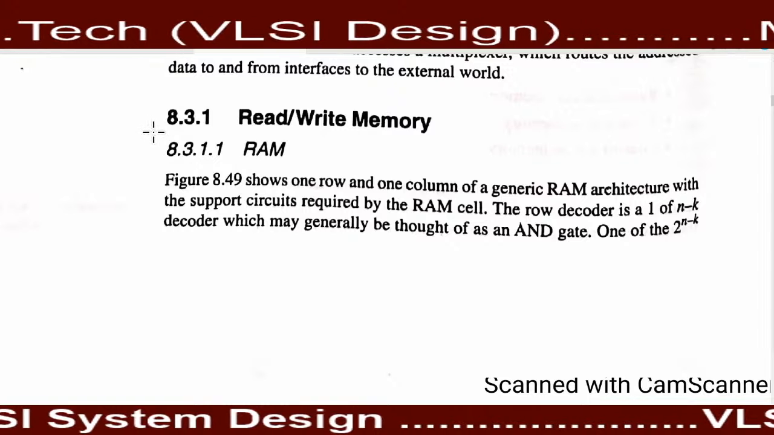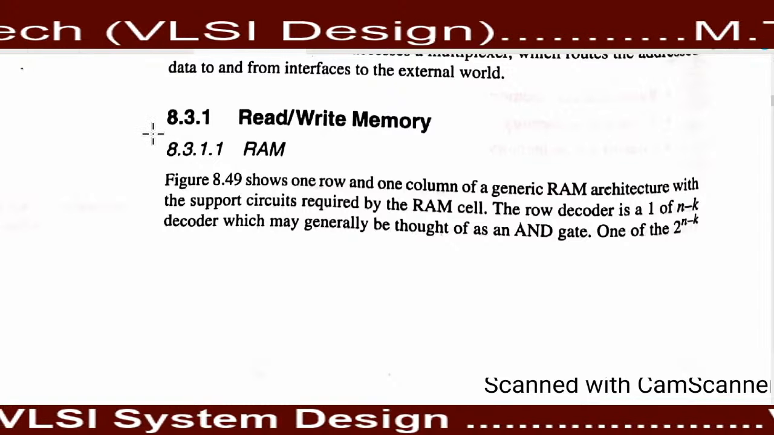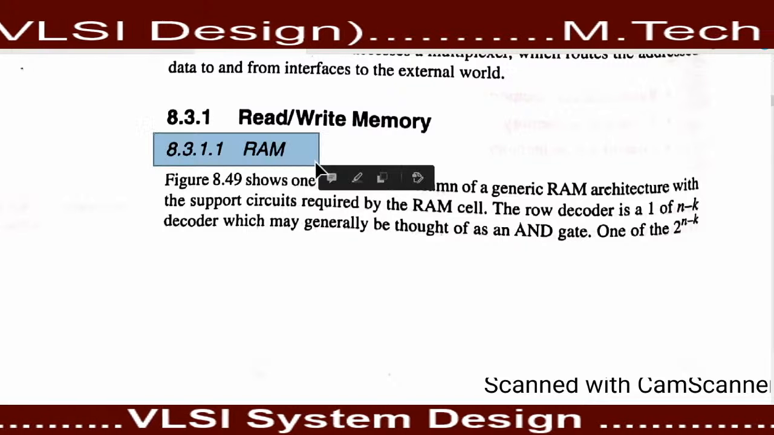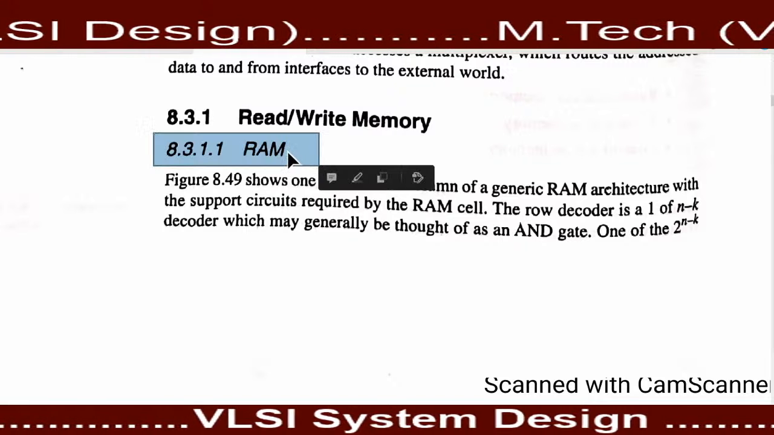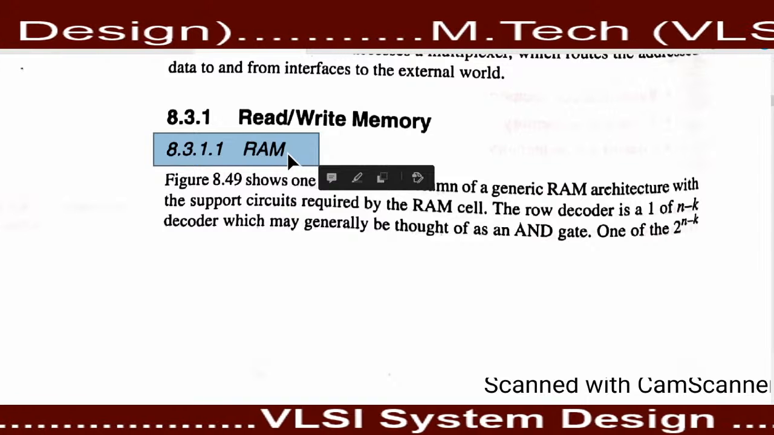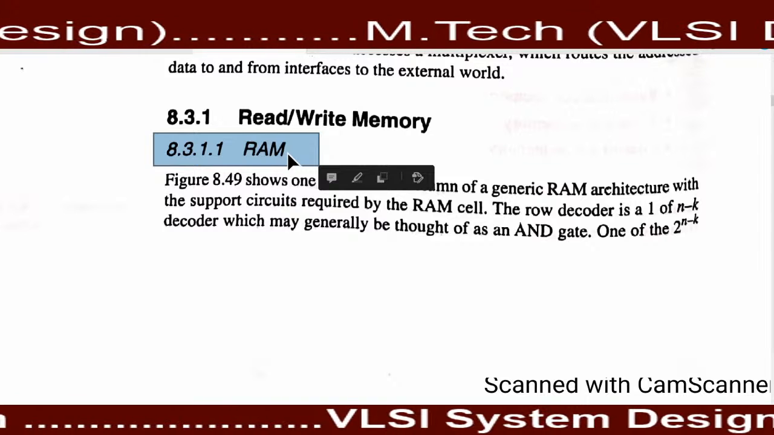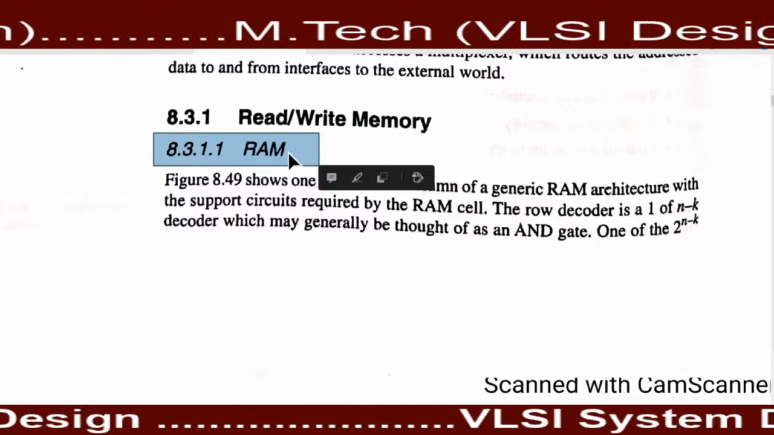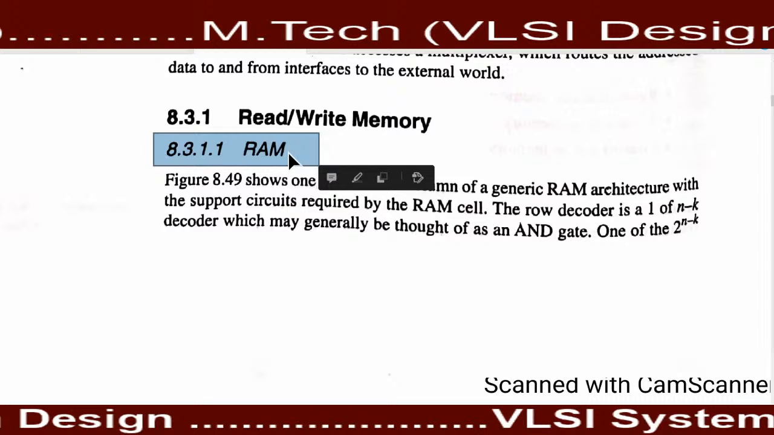As the name suggests, in random access memory, we can access the data randomly. We can access the data that is stored in any cell. So we can say it is independent of the location of the cell. At any time we can access the data of any location.